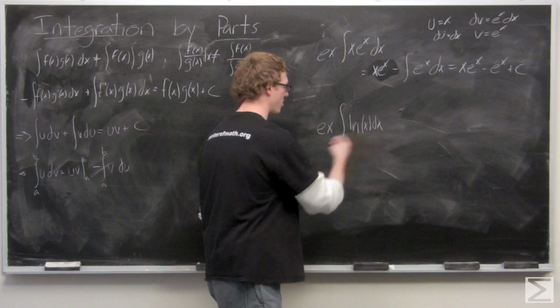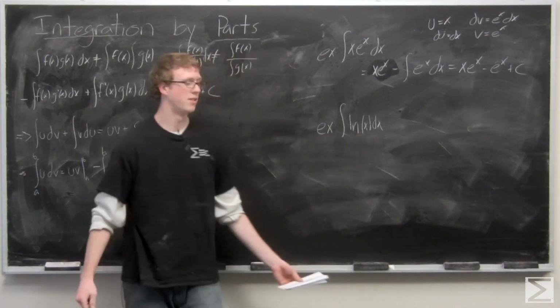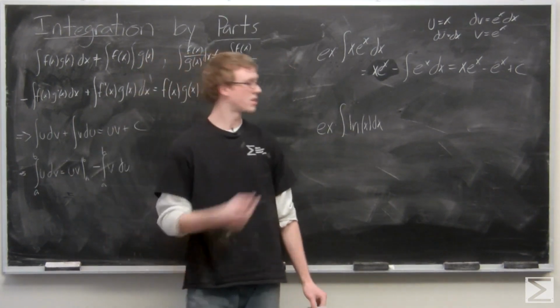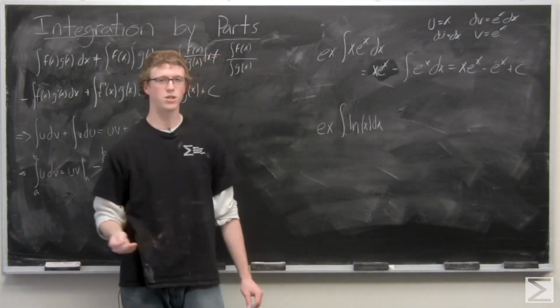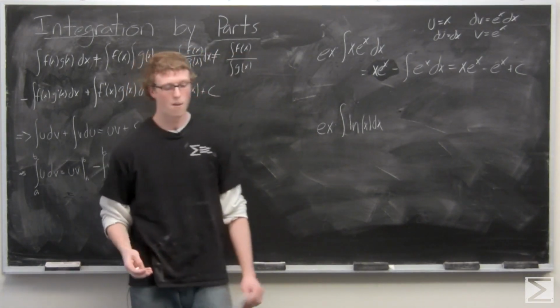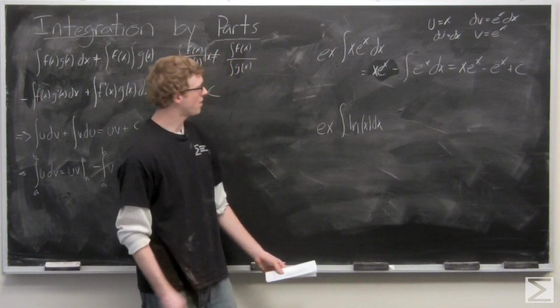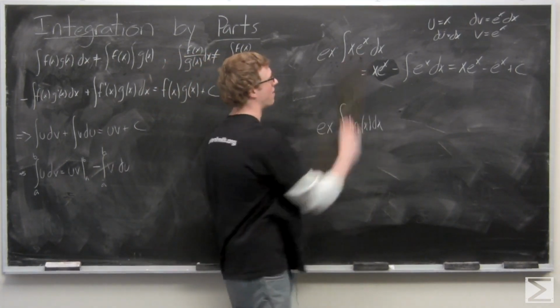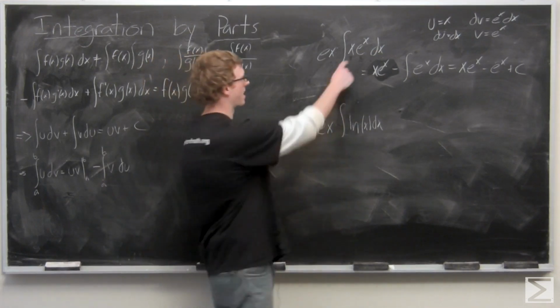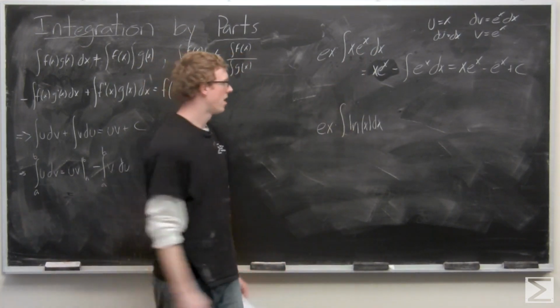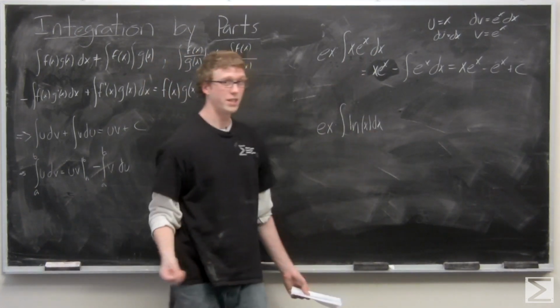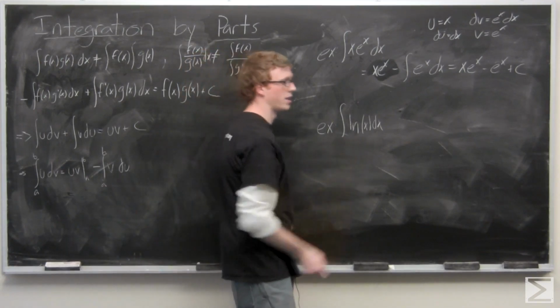So now let's take a look at another function. We don't know how to take the antiderivative of the natural log of x, and there aren't two functions there for us to look at. But what we can do, instead of having two different functions, for example x and e to the x, is simply call dv dx and let u equal ln x.